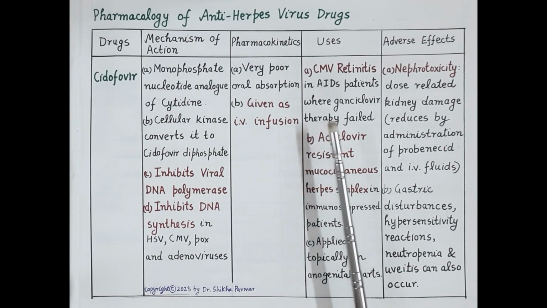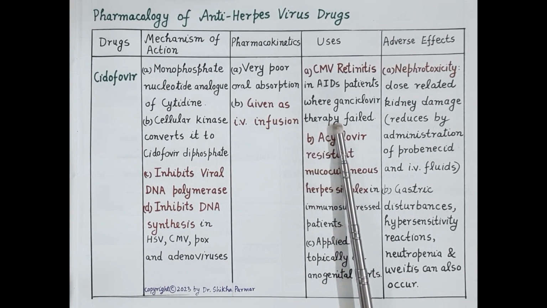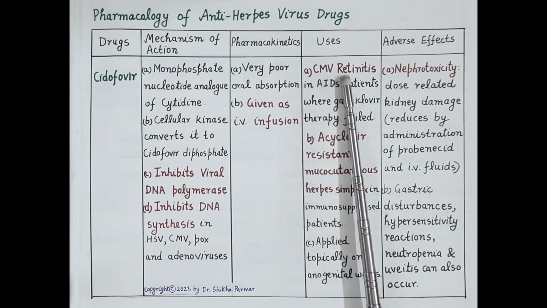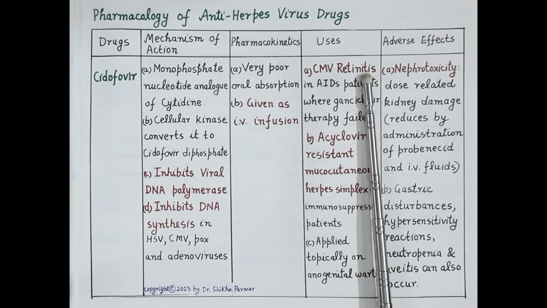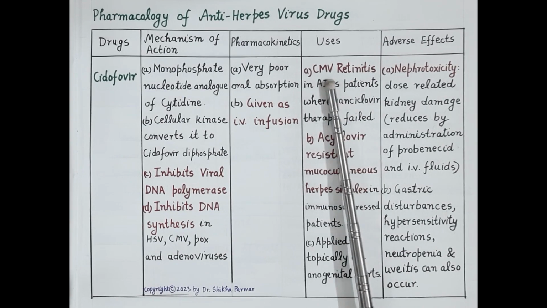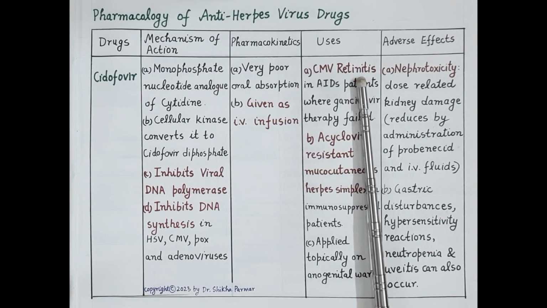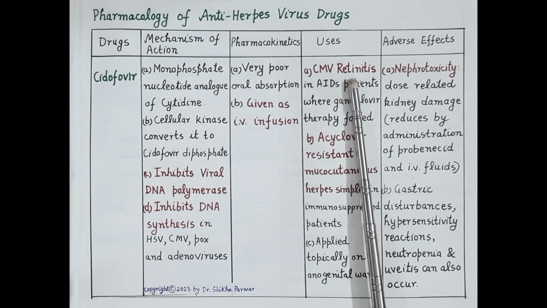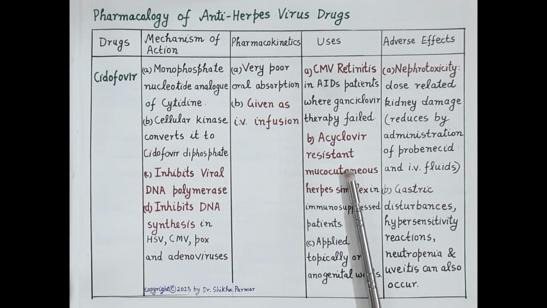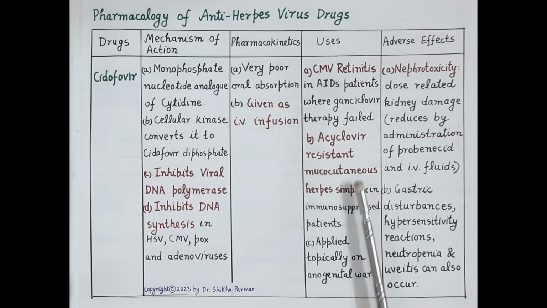Now, clinically, Cidofovir is used in the treatment of cytomegalovirus retinitis in AIDS patients. Now, first in cytomegalovirus retinitis, Ganciclovir is given. Now, if Ganciclovir therapy fails, that means the infection is resistant to Ganciclovir, then Cidofovir is used. It is also used in the treatment of Acyclovir resistant mucocutaneous herpes simplex in immunocompromised patients.